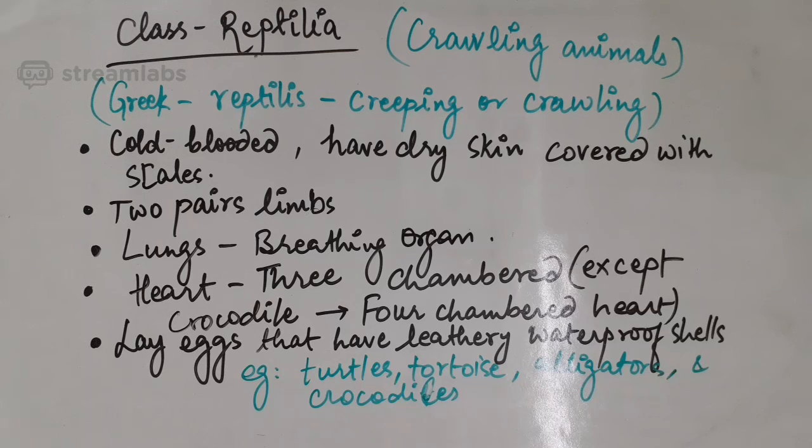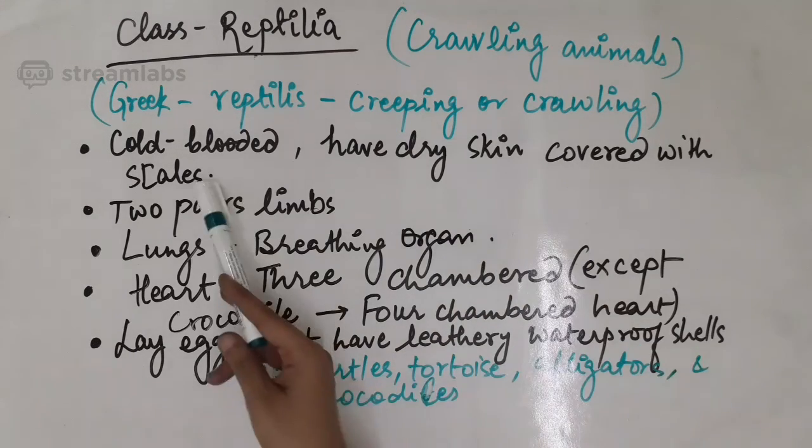Class Amphibia belongs to the cold-blooded animals who can live on land as well as in water. Again, they are having two-chambered hearts. Amphibia is having two pairs of limbs and three-chambered heart. External fertilization occurs. They lay eggs inside the water. Example, frog. Next class, that is Reptilia, is cold-blooded, crawling or creeping animal, have dry skin covered with scales.